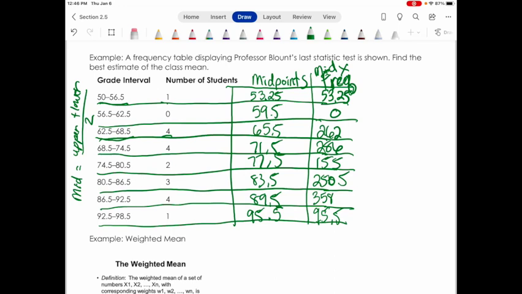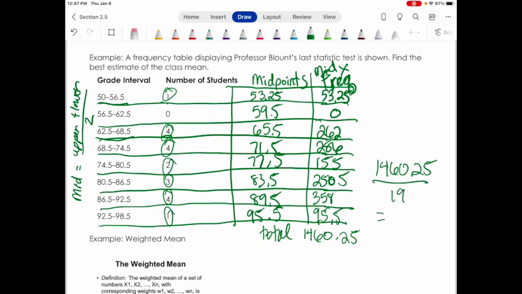Okay, now that I've taken all the midpoints times the frequencies, now I'm going to add this up. When you add that up, you should get 1,460.25. Now the last step is you want to divide by the number of values that you have. I had one value here, 4 here, 4 here, 2, 3, 4, and then 1. That gives me a total of 19. So I'm going to take 1460.25 and divide by 19.